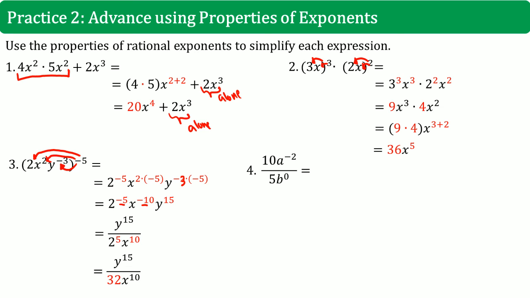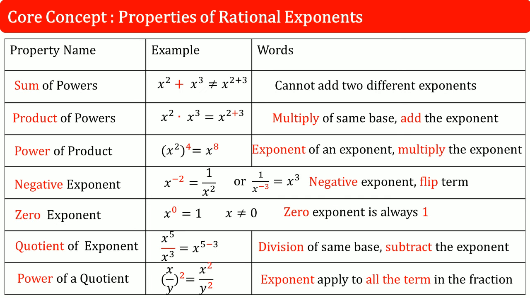Number 4. 10a to the negative 2 divided by 5b to the 0. Well, first of all, I split that apart. 10 over 5, which is on the outside. I brought the a to the negative 2 down, so it becomes a to the 2, as well as the b to the 0 power became 1 from our 0 exponents. So here I did 3 things at once. 10 divided by 5 just becomes 2, so that stays on top, and on bottom, which is just a squared.